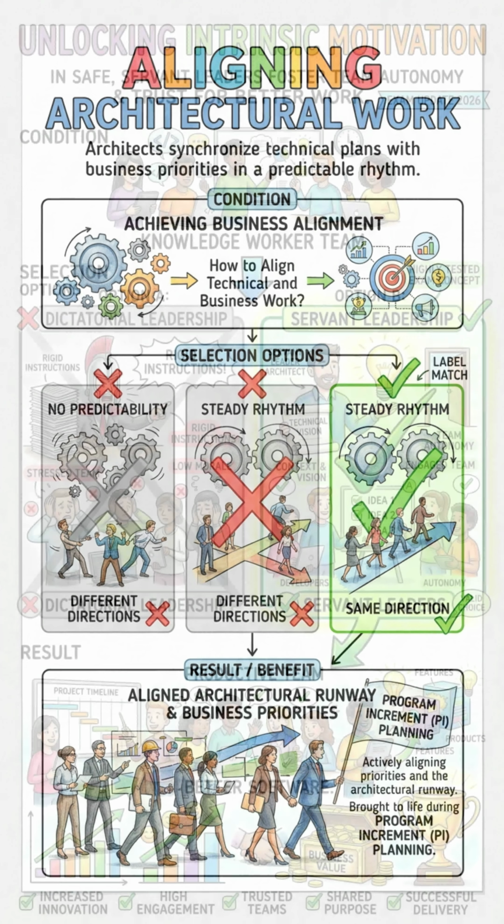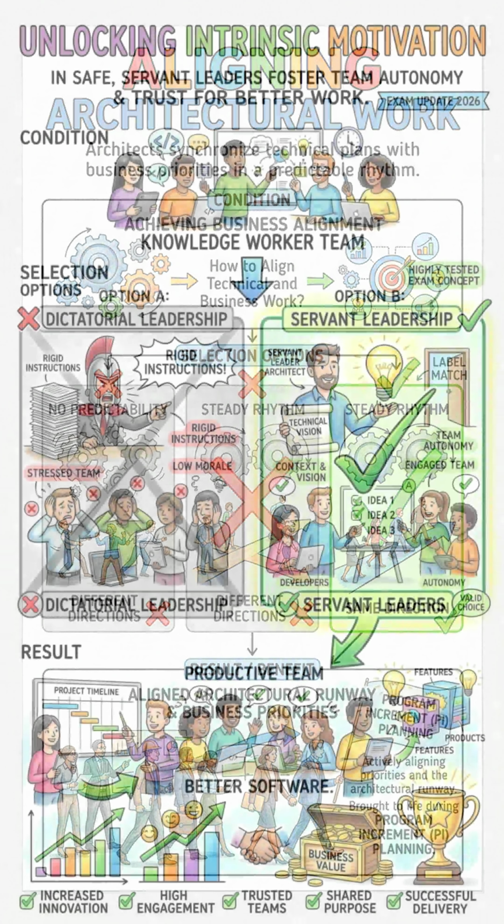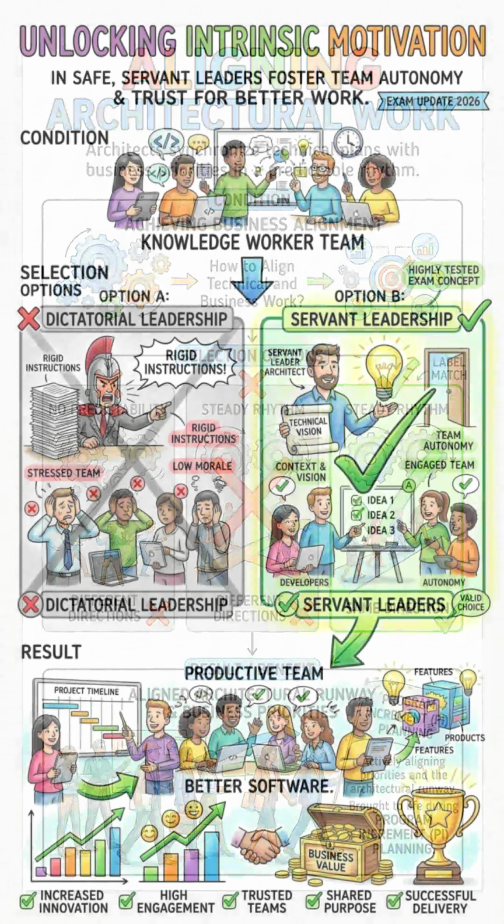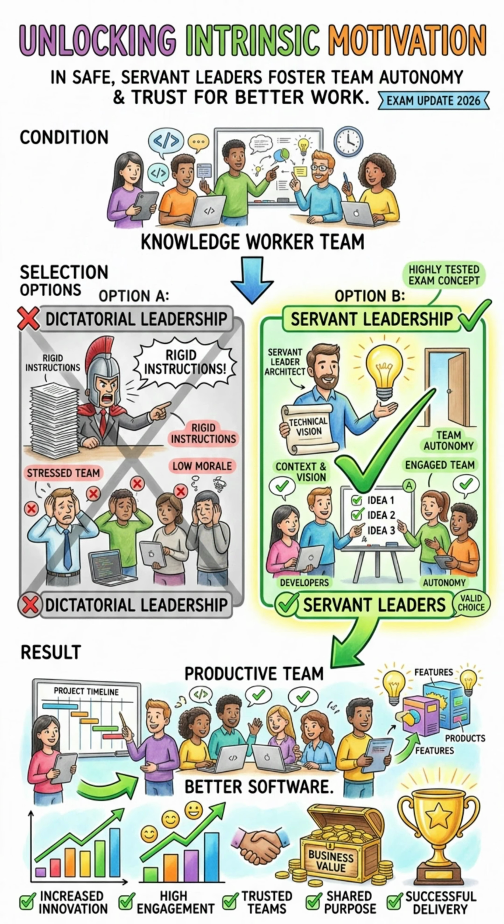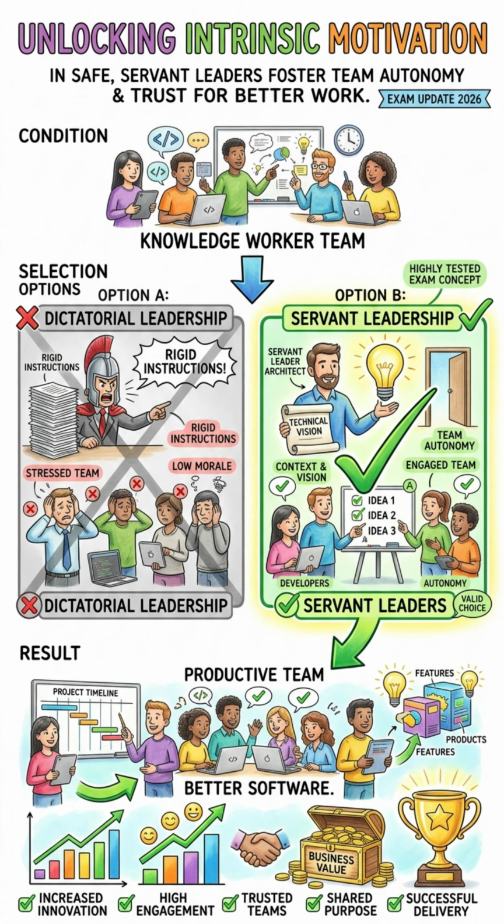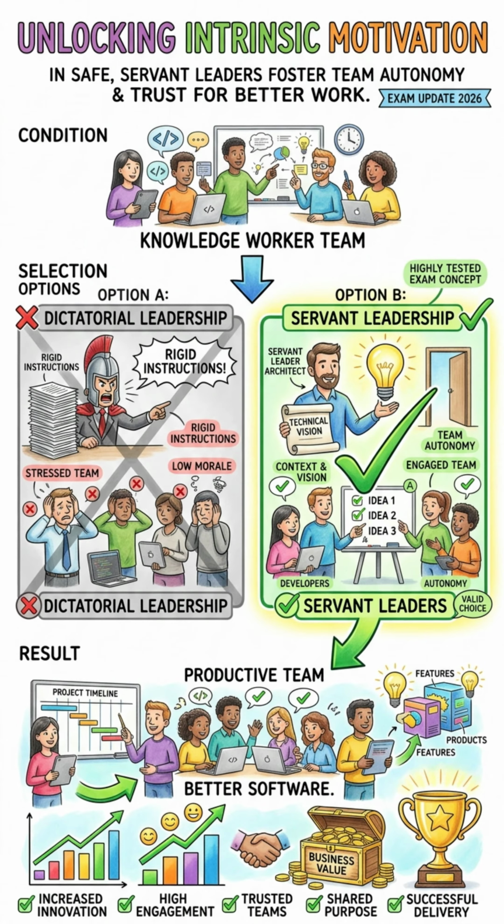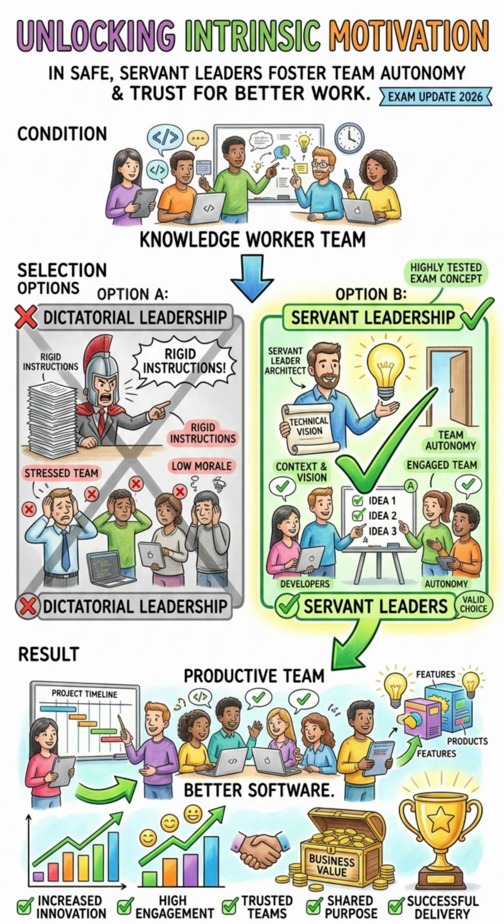SAFe also emphasizes unlocking the intrinsic motivation of knowledge workers. This means architects are not dictators who hand down rigid instructions for developers to blindly follow. Instead, you act as a servant leader, providing context, explaining the technical vision, and giving teams the autonomy to find the best implementation details themselves. Trusting your developers and fostering a collaborative, supportive environment is a heavily tested concept in the leadership domain of the certification exam.